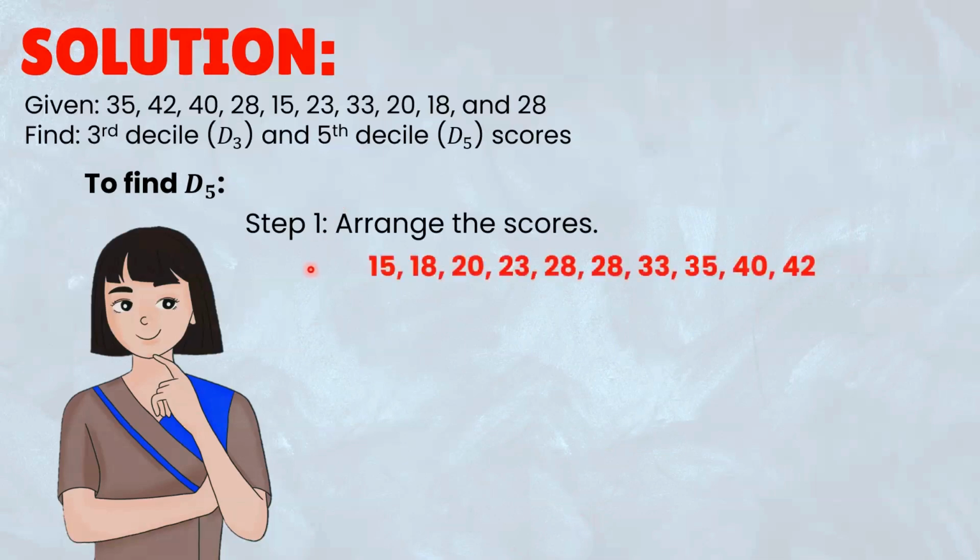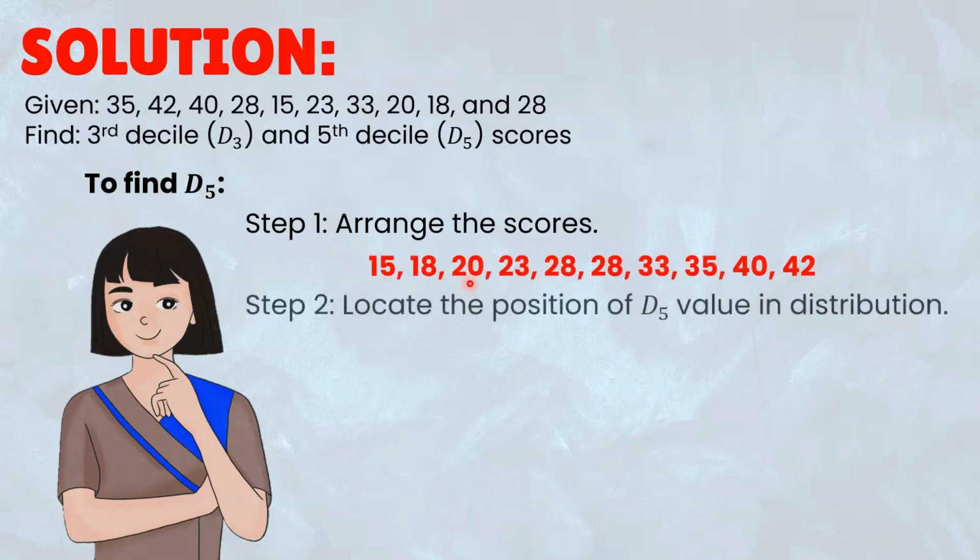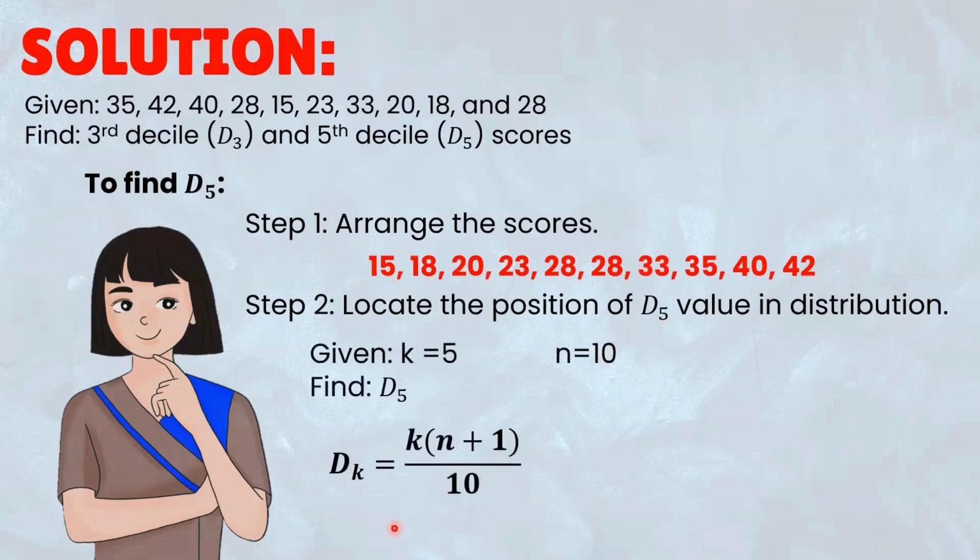Step 1, we have to arrange again the scores, and this is now our arranged scores. Step 2, we locate the position of decile 5 value in our distribution. We again use the formula for deciles. We are looking for decile 5, and we are given k is equal to 5. So k is equal to 5, and n is equal to 10, where we have 10 values in our data set. We now substitute the given to our formula.